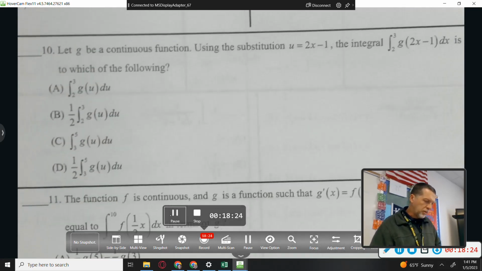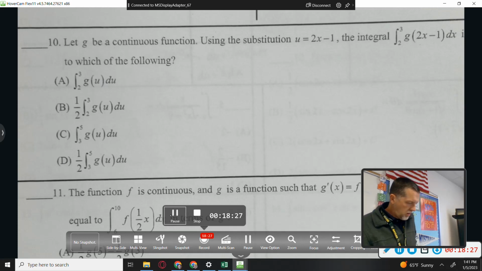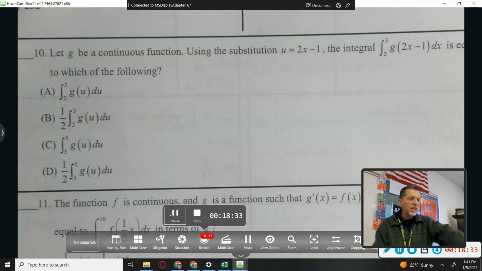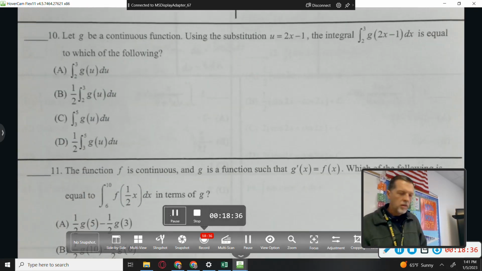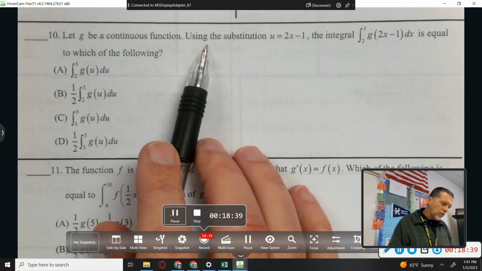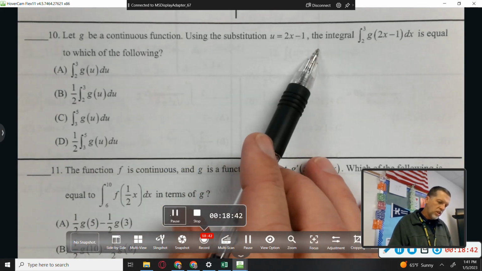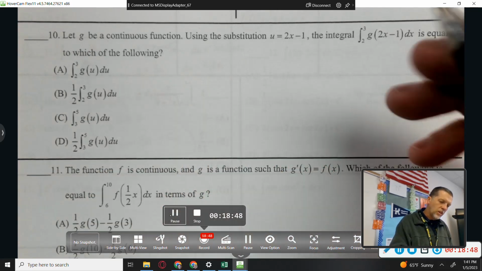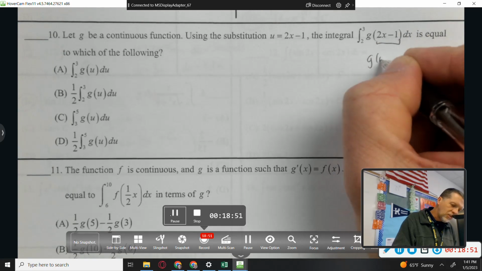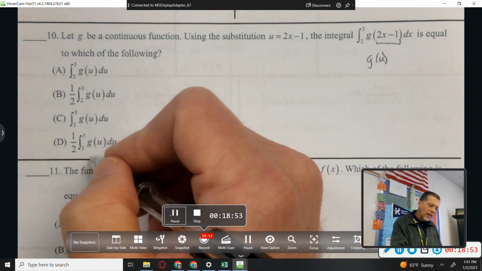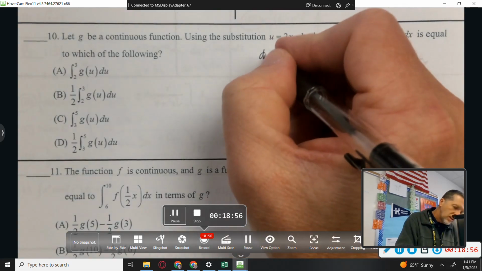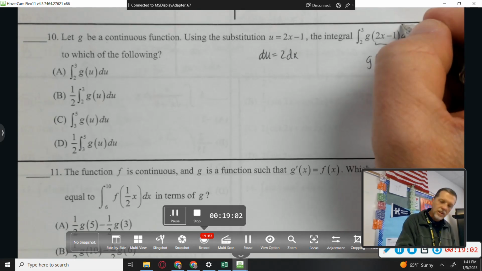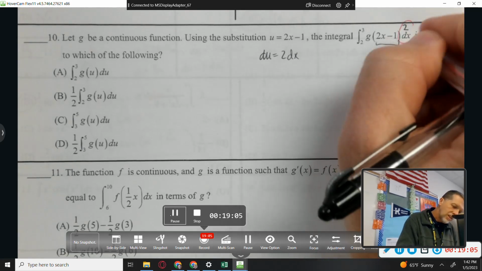We should probably do 10, 11, 12. If we don't, let's do 10, and we'll worry about 11 and 12 tomorrow. So number 10, let g be a continuous function using the substitution. Okay, so this isn't terrible. It tells me what substitution to use. 2x minus 1 is u, so that's g of u. That's why they all have g of u there. du is 2 dx. So I need a 2 on the dx, which means a 1/2 out front.